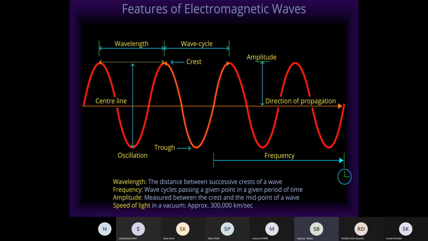And the frequency is the number of complete cycles per second. Frequency is measured in hertz, which is the unit of frequency. The frequency and the wavelength of radiation are normally represented by the equation nu is equal to c by lambda.